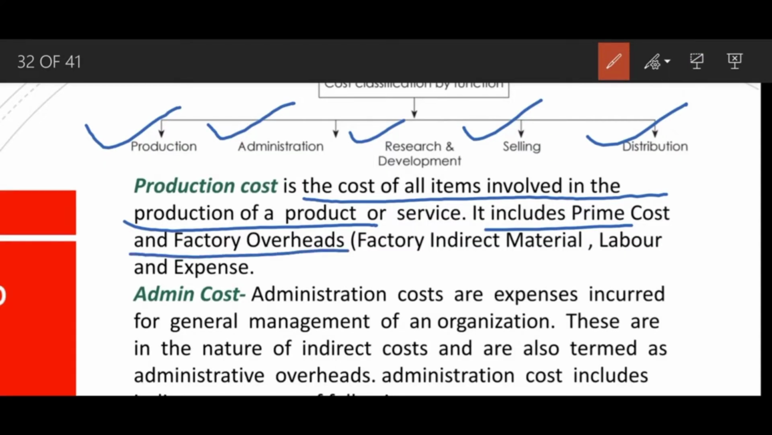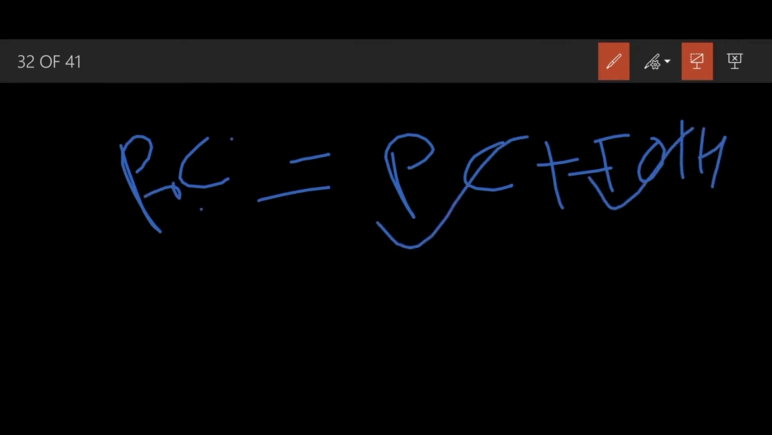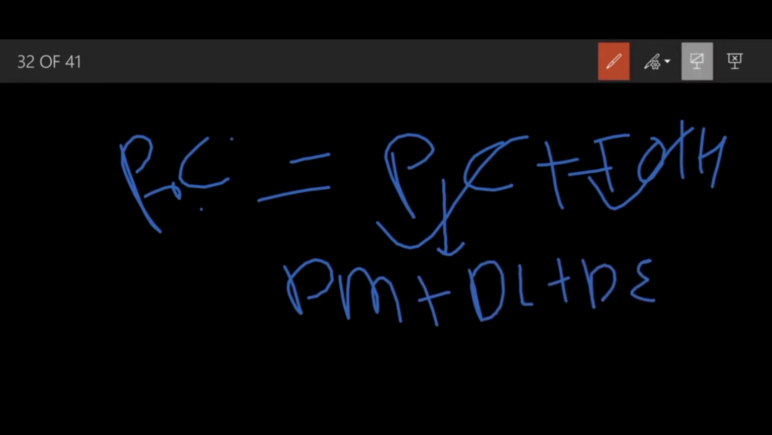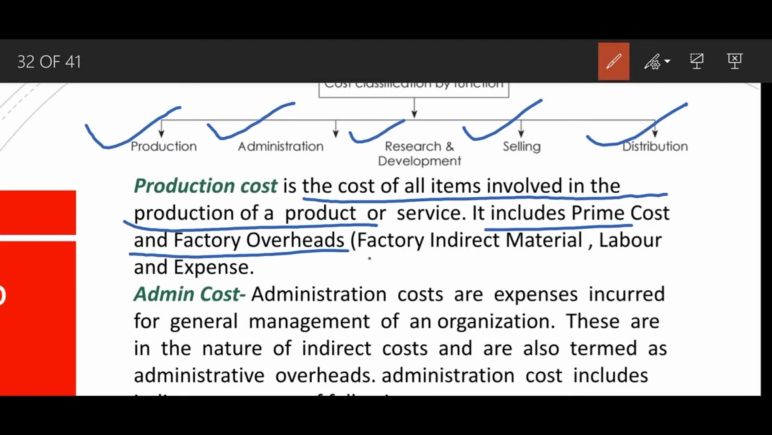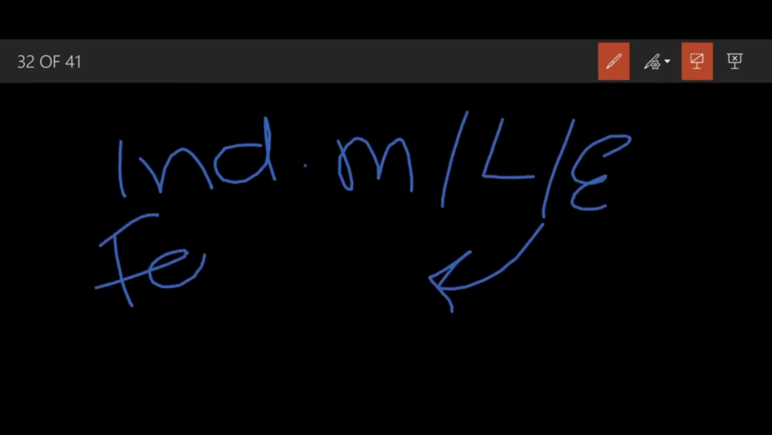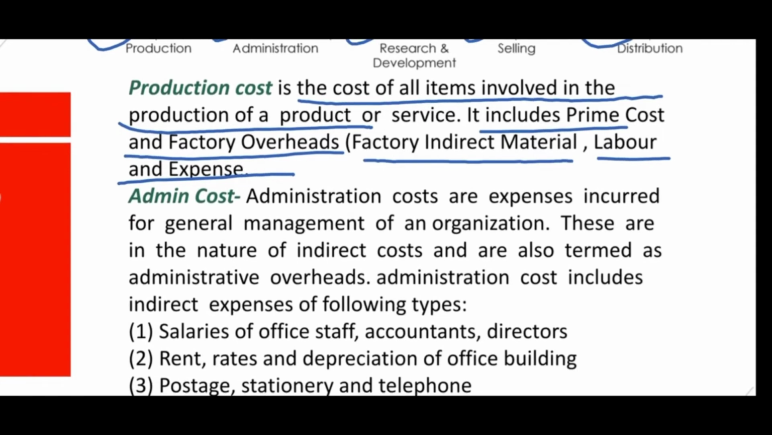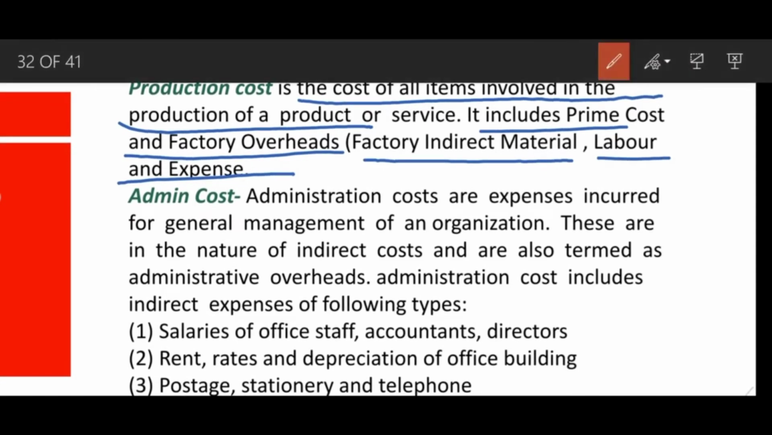Now, and factory overhead. So production cost means prime cost plus factory overheads. Prime cost means direct material, direct labor, and direct expenses. And what do we mean by factory overhead? Factory overhead is a summation of factory indirect material, labor, and expenses. So the indirect material, labor, and expenses that are used only in the factory will be known as factory overhead. This will be very clear in your mind when we do the questions. Okay. So now you have got how we calculate the production cost: production cost is prime cost plus factory overheads.